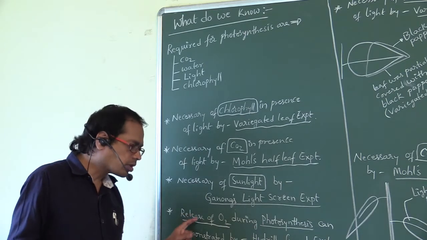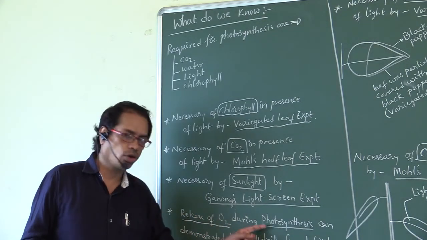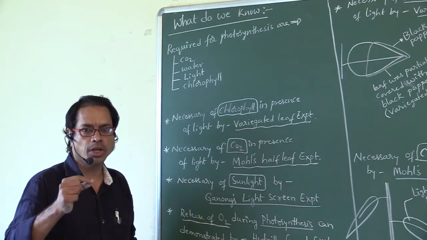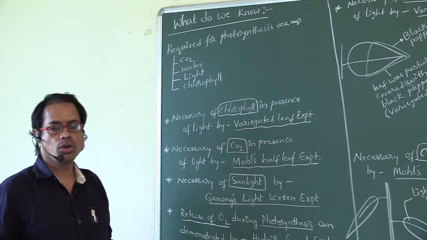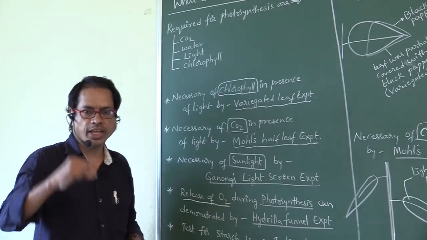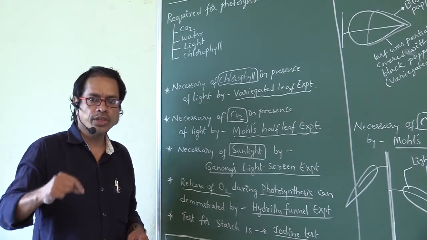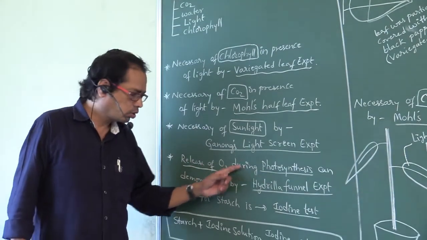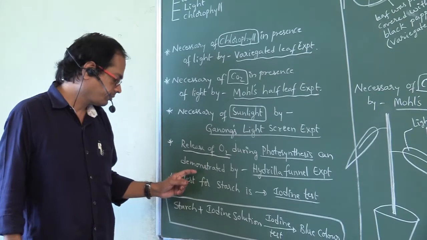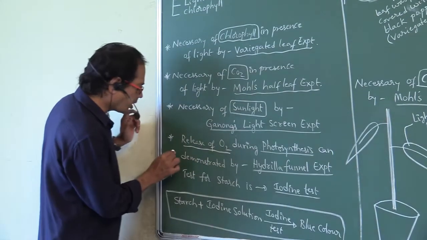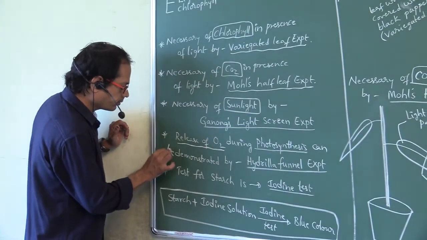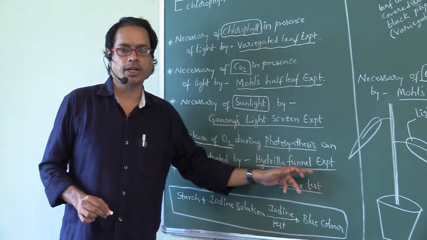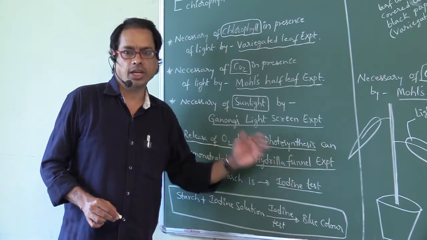Next, release of O2 during photosynthesis. During photosynthesis, CO2 is absorbed and O2 is released. CO2 is taken in and O2 is released out. The release of O2 during photosynthesis can be demonstrated by the hydrilla funnel experiment. This we studied in lower classes.